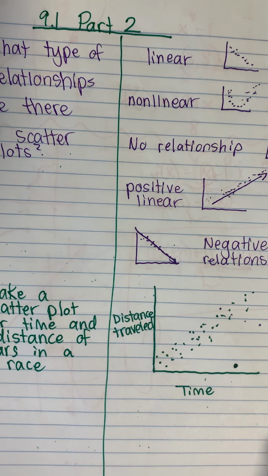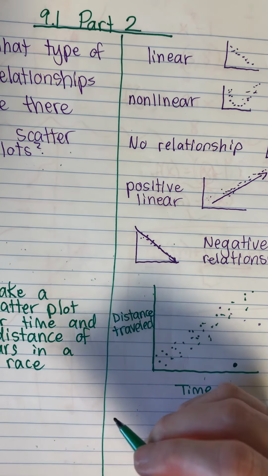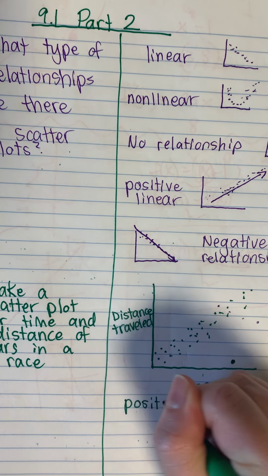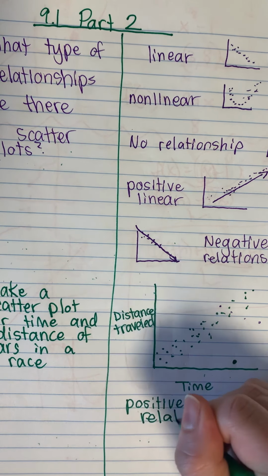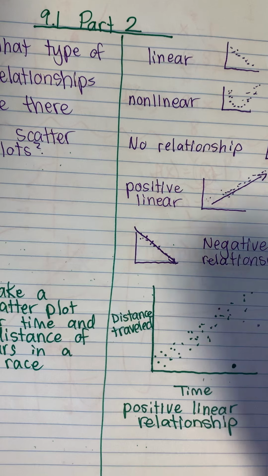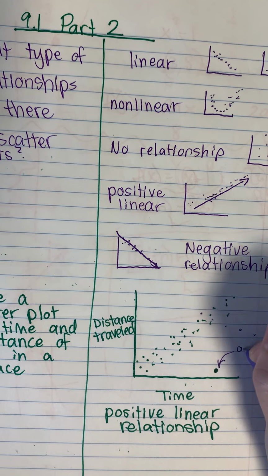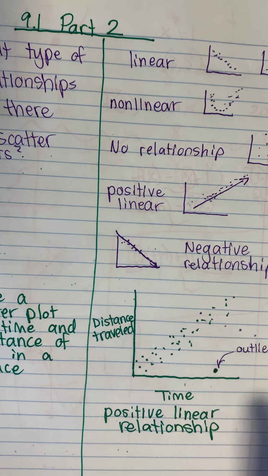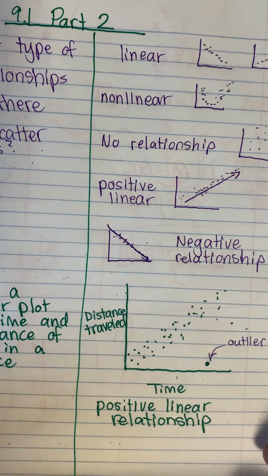So first off, let's describe what we know. This is a positive, and it looks linear. We're going to say a positive linear relationship. And what do we have out here, though? What is this guy called? The one that, I don't know what happened. Maybe he had a flat tire or something. He is called an outlier. He doesn't fit in with the rest of the data. It's an odd data point. We almost ignore it when we do the math for these things because it's an odd one. We don't know what happened. That's an outlier. Let's go ahead and look at another one.